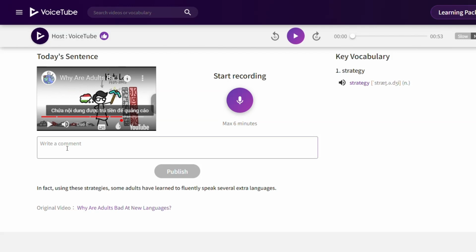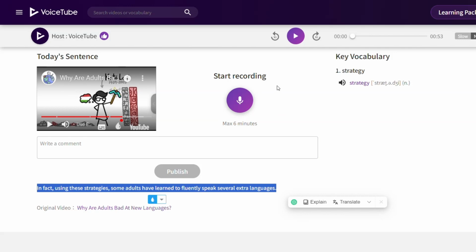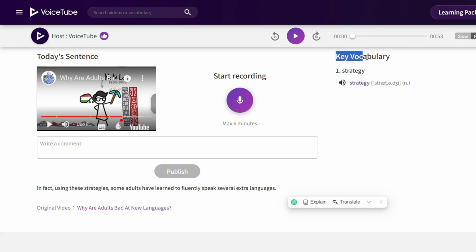Okay, so the word is repeated. Alright, you can see. And if you want to repeat and do shadowing, you can click on the start recording right here. And they also provide you key vocabulary and strategy.